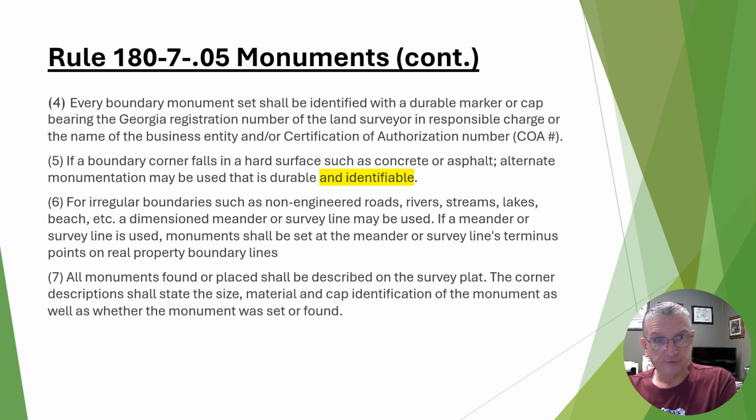Number 5, if a boundary corner falls in a hard surface, such as concrete or asphalt, well, I got off. Actually, if it falls into a river or stream, we set it back on the line. So to clarify, if the boundary corner falls in a hard surface, such as concrete or asphalt, alternate monumentation may be used that is durable and identifiable. So at that point, it's at the surveyor's discretion.